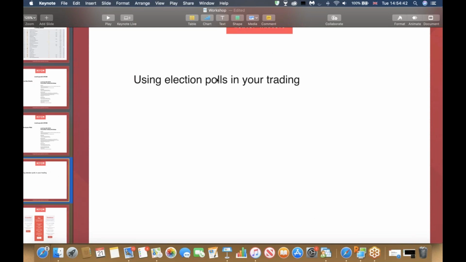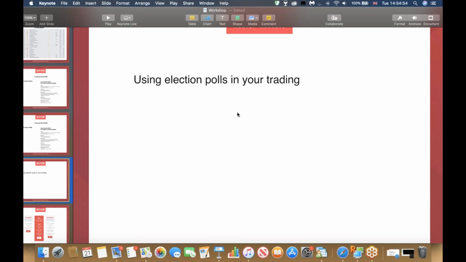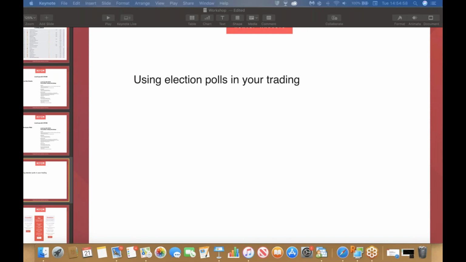Very briefly, we're looking at using election polls in your trading. Now, you can trade an election poll. Let me give an example. In the Australian elections, let me just pull up a chart. I'll pull up the Australian ASX 200.